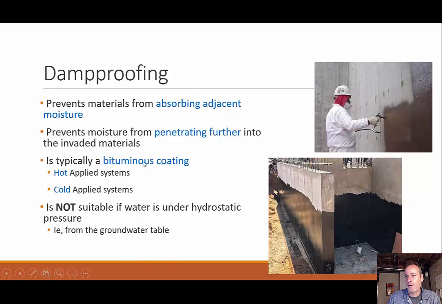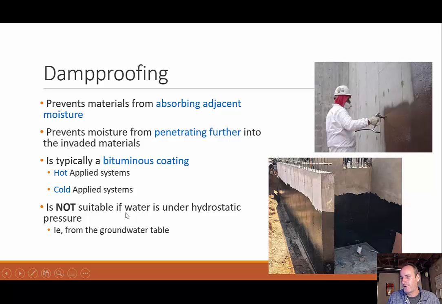Or if it's in my wall, it prevents that moisture from penetrating further. So if I had, say, a CMU wall and I had damp proofing on my inside face, and moisture is going through the outside, it prevents it from going further in, right? If that makes sense. Typically, some kind of bituminous coating, like it can either be hot applied or cold applied. We'll see those in just a second here.